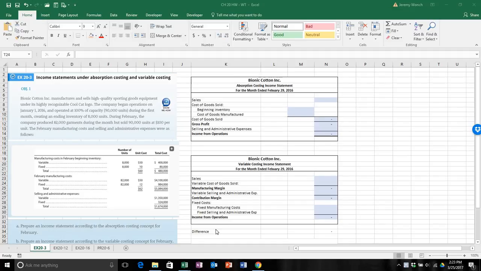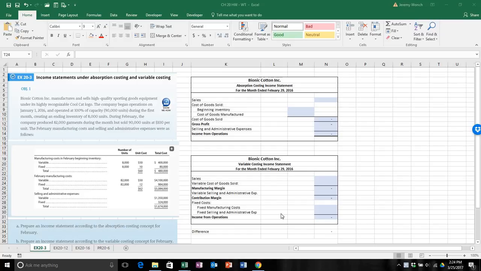Well, hey everyone, this is chapter 20, and we're going to start off with example 20-3. What we're doing on this one is talking about variable costing, as compared to absorption costing. What we've been doing this whole time, what you always did in financial accounting, which is your normal GAAP way of putting together an income statement, was absorption costing. So we're going to switch gears and do variable costing.